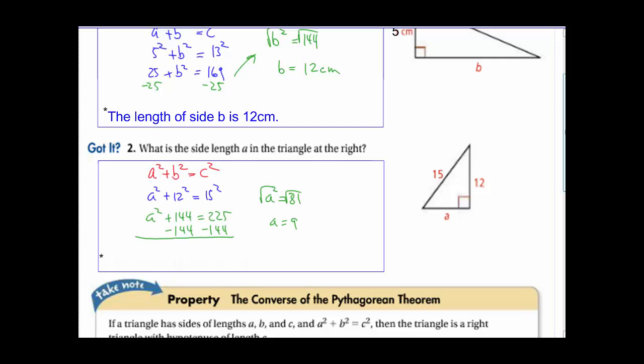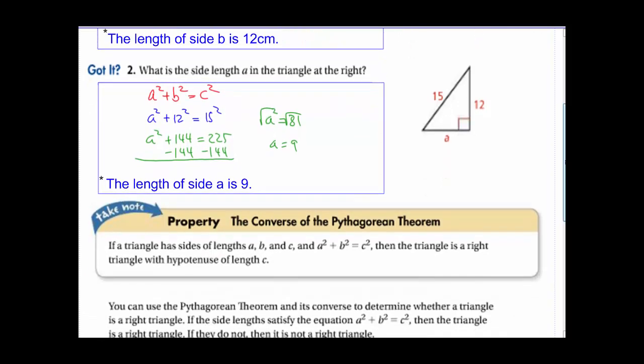Welcome back. What you should have gotten is we are solving for that a side. So I kept the a squared, plugged in the 12 and the 15, and you should have gotten the length of the side a is 9. Good job. Let's scroll down.